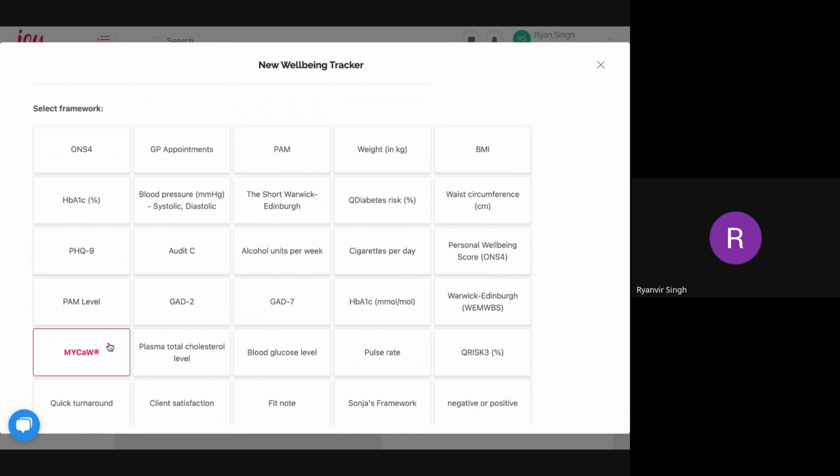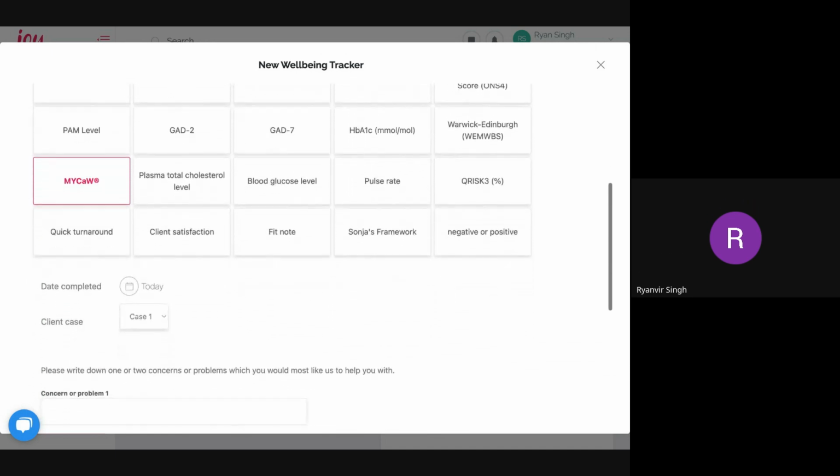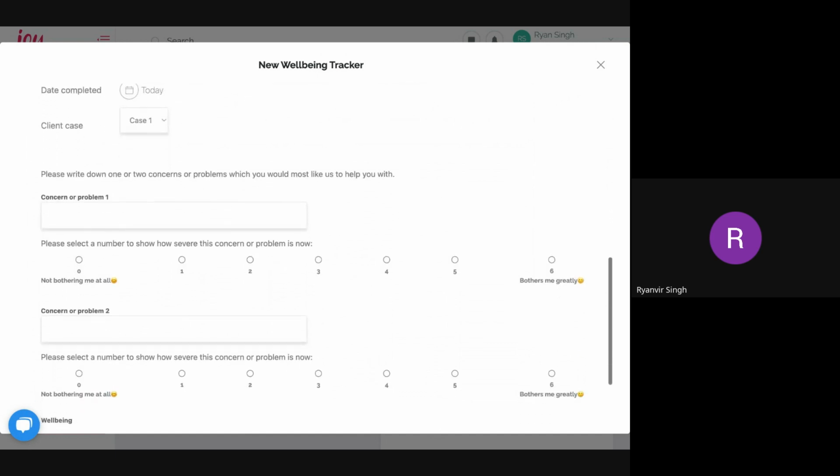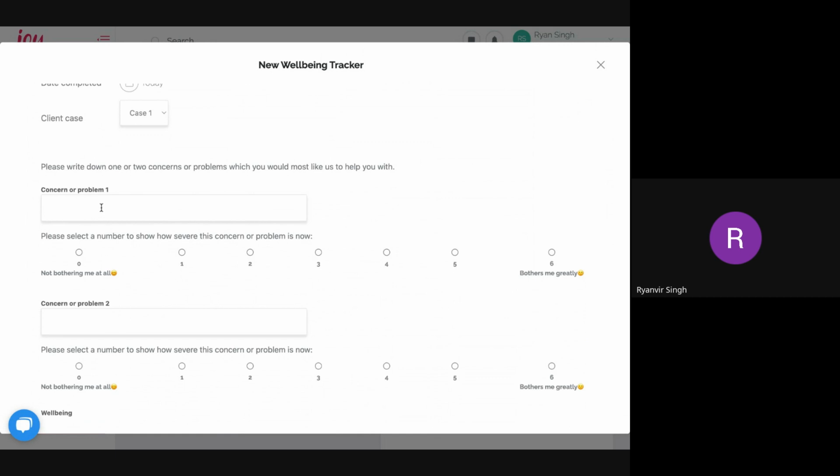So once you select the framework, if you scroll down, you can fill the concern or problem, very similar to the messaging that we've seen today. So you can enter your first concern or problem. For the sake of today, I'm going to just put test, but keep it as detailed and thorough as possible.